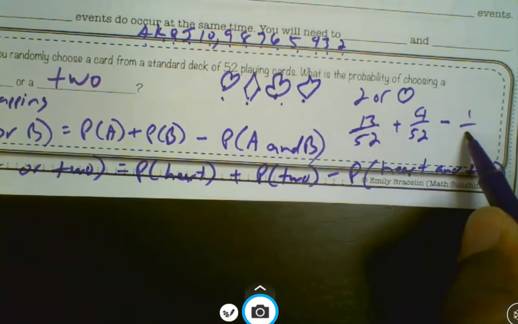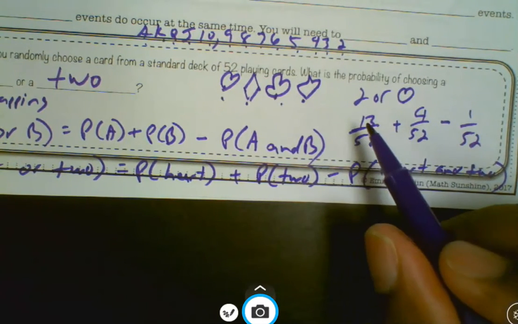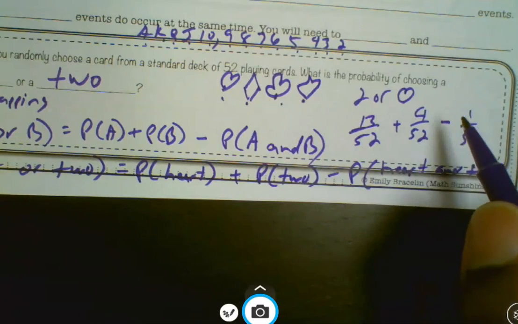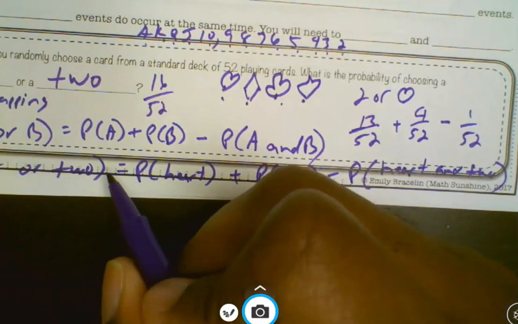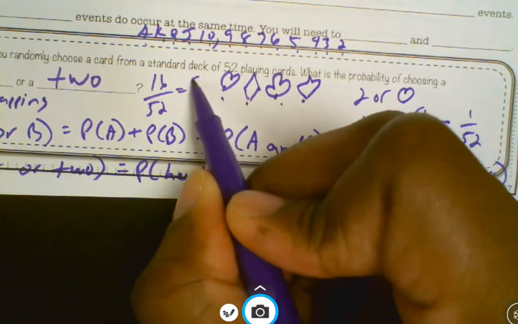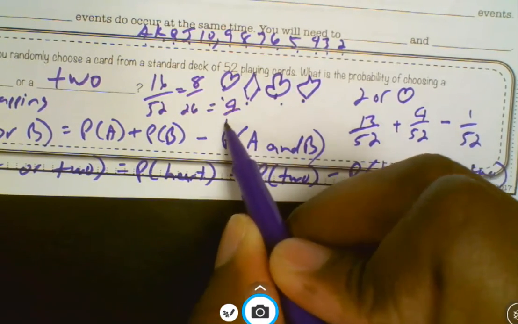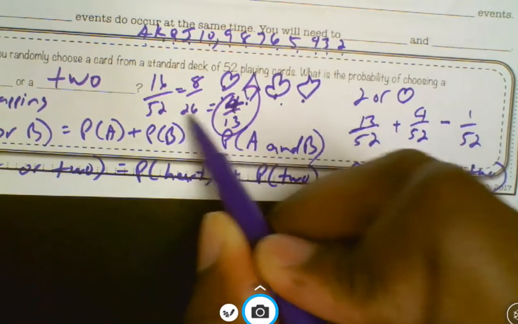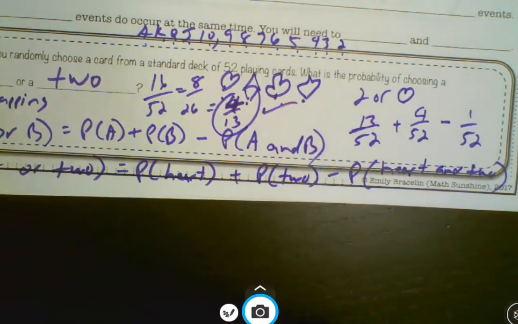So that's going to be 1 out of 52. When you add all those together, it's 13 plus 4 is 17, take away 1. So the answer should be 16 out of 52. That reduces to 8 out of 26, which reduces to 4 out of 13. So the answer to that problem is either 16 out of 52, or even better, 4 out of 13.